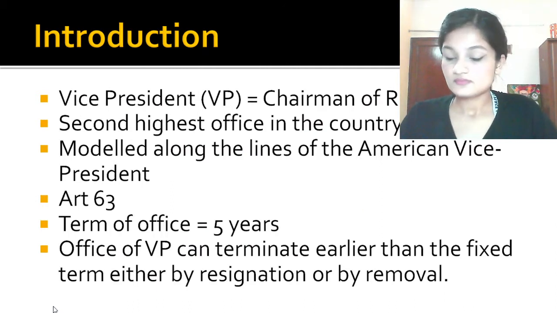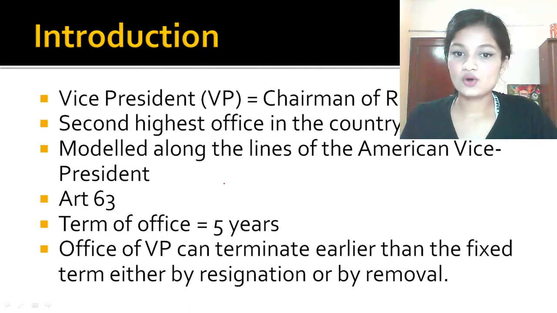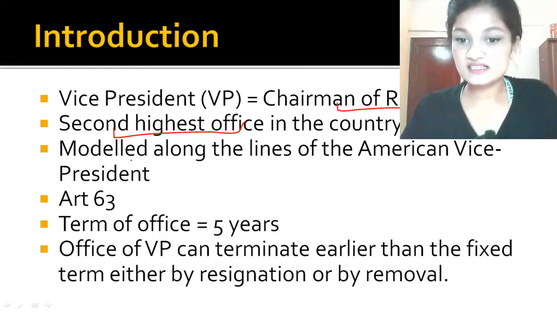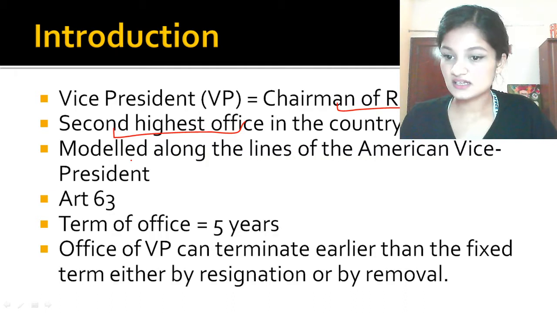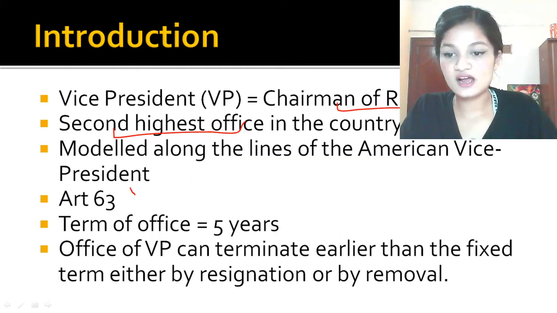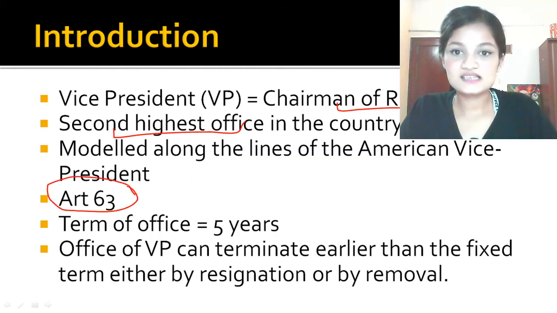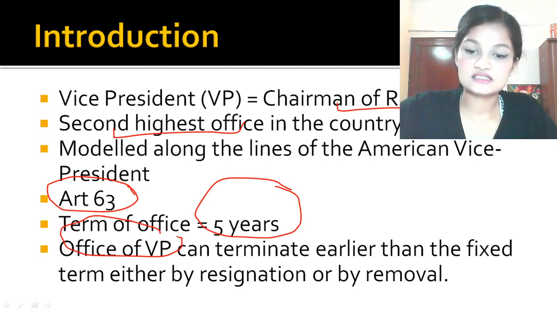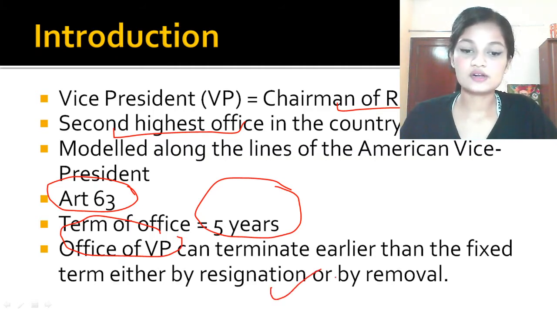So let's begin. The Vice President of India is called the Chairman of Rajya Sabha. He occupies the second highest office in the country, and our Vice President is modeled along the lines of the American Vice President. The article in question, whenever we talk about the Vice President, is article number 63, and his term in the office is 5 years. The office of the Vice President can only be terminated earlier than the fixed term, either by resignation or by removal.